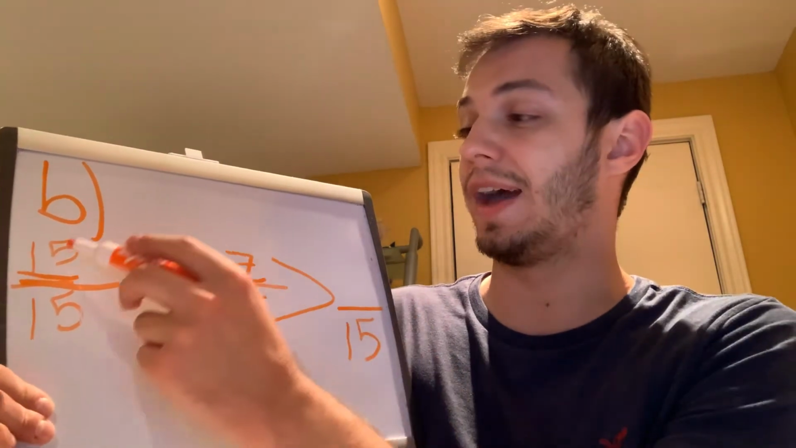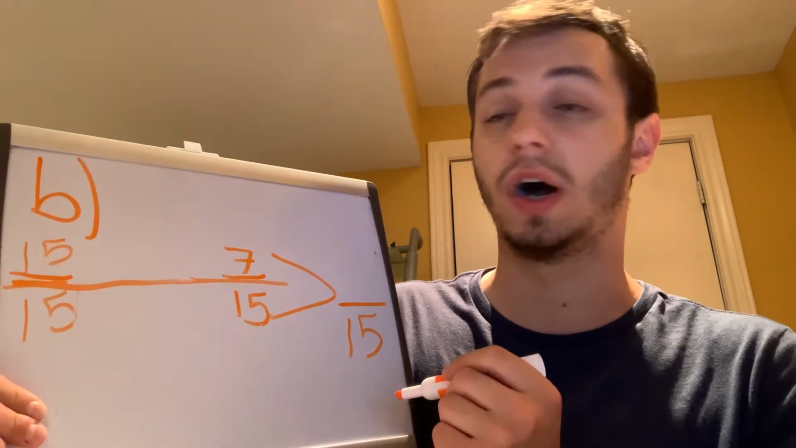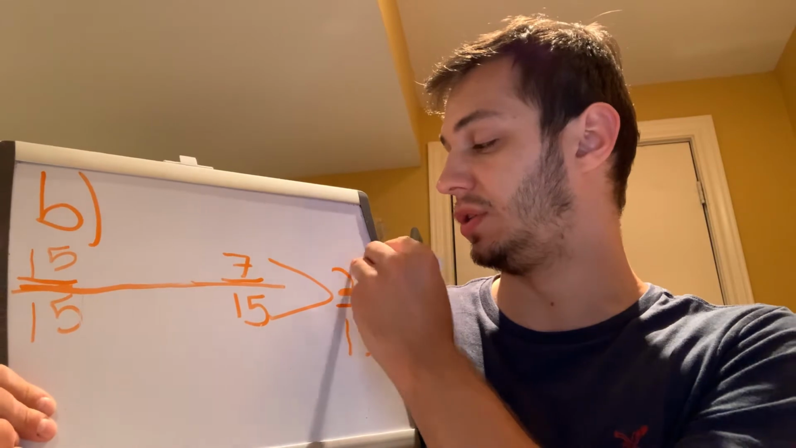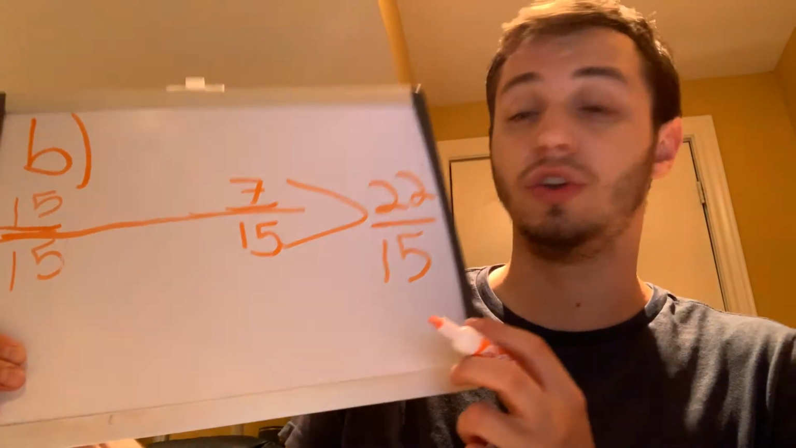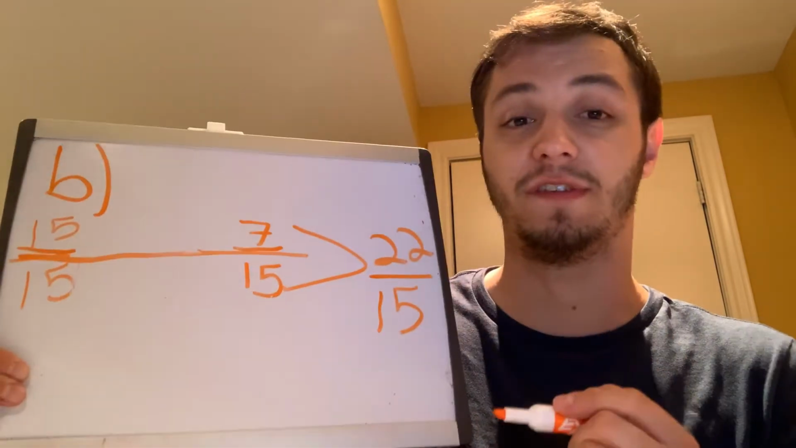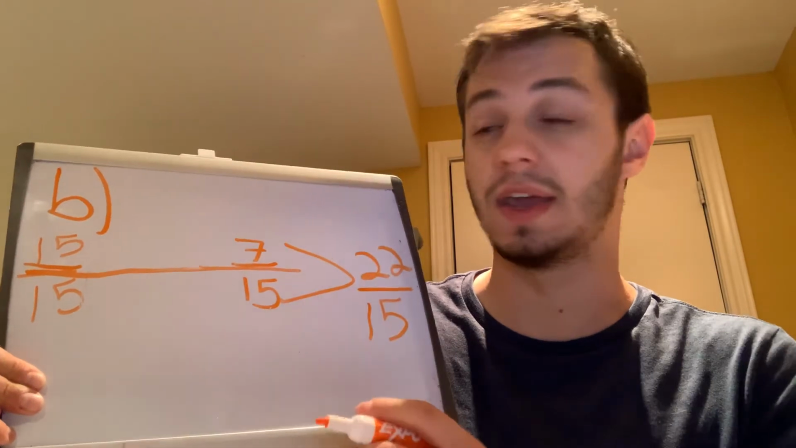Right, so we're going to add 15 and we're going to add 7. And that will give us the new top number in our fraction. So 15 plus 7 gives us 22. So our new fraction, or our big number, is 22 over 15. So we finished our number family for parts A and B.